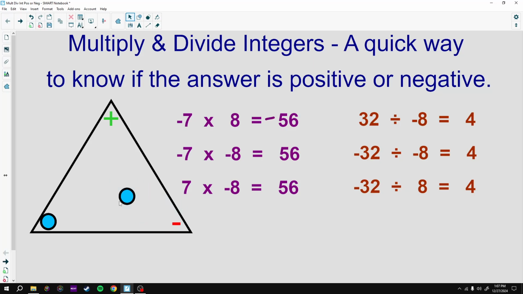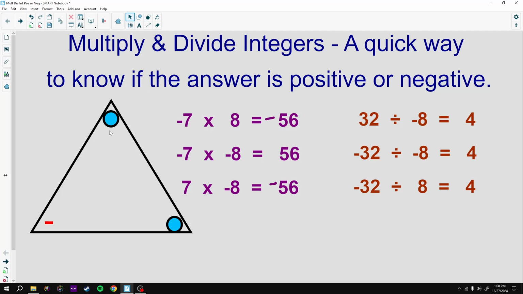All right, one more. Now we have 7, okay, well that 7's positive, times negative 8. And now which one should I cover? It doesn't matter. And what's left that's not covered? A negative sign. So once again, we see that a positive times a negative is actually a negative answer.